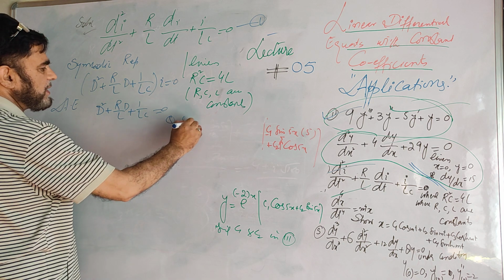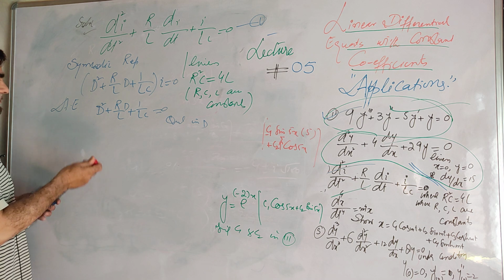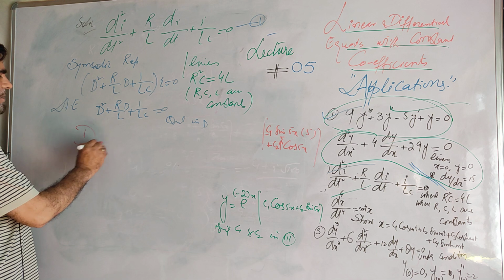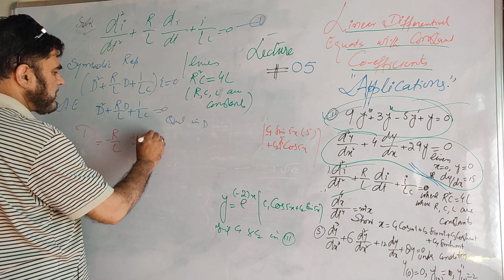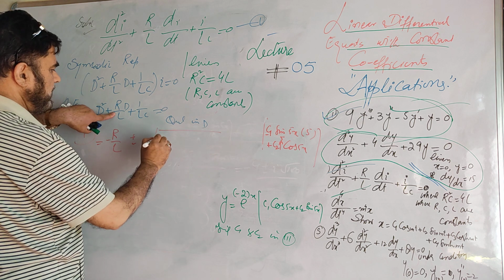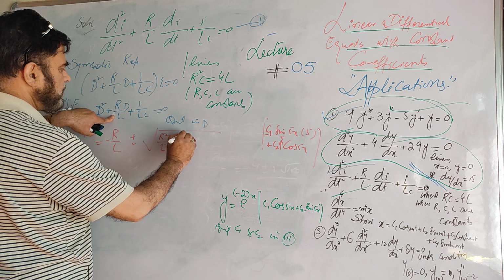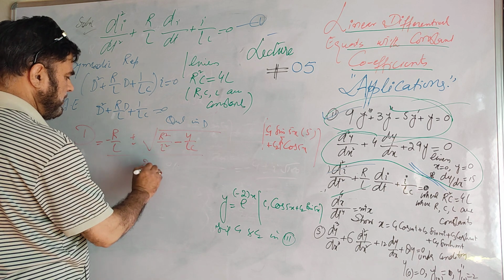It is simply quadratic in d. I can solve it for d this way. d is equal to minus r by l plus minus under root of r square by l square minus 4 by lc, by 2a.